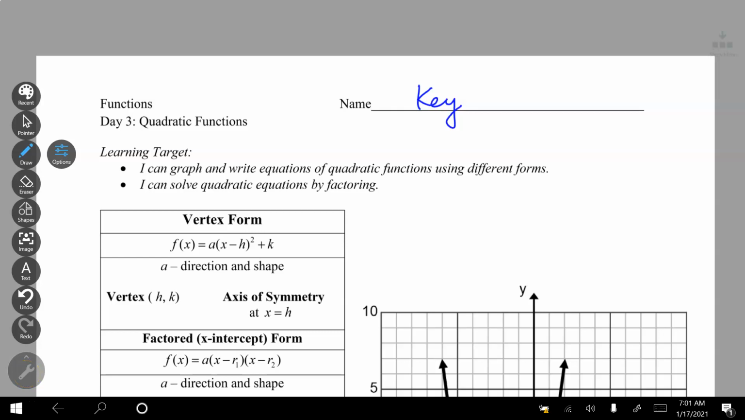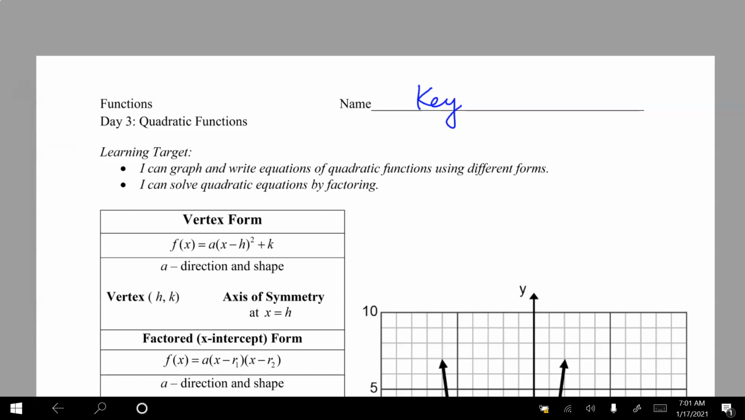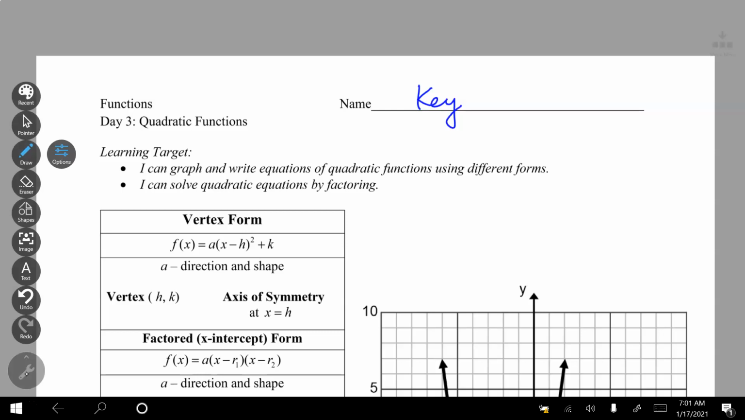Welcome to day 3, quadratic functions. We will be looking at how we can graph and write equations of quadratic functions and solve quadratics by factoring. There are 3 different forms for quadratics, and we'll go through them right now.